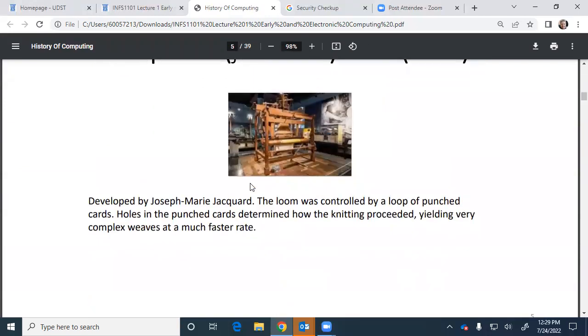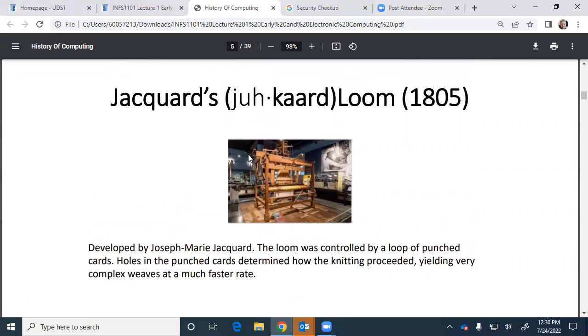Now, Jacquard's loom, the idea there is this is sort of the industrialization of the United Kingdom. If you see the dates, where's the dates? Yeah, 1805.